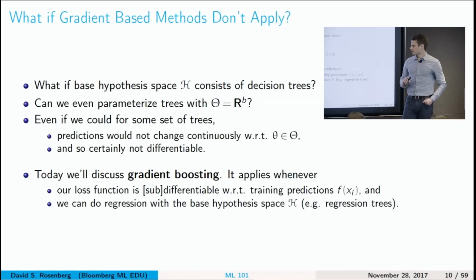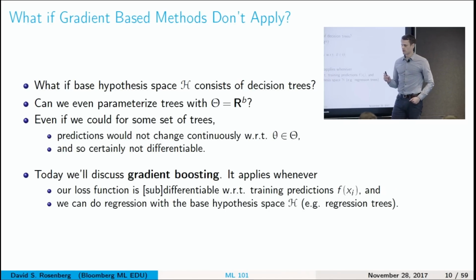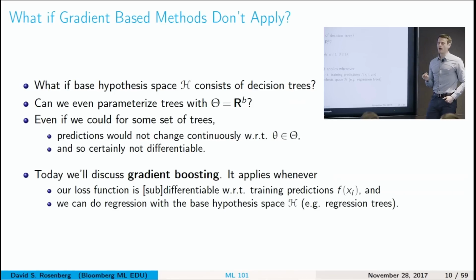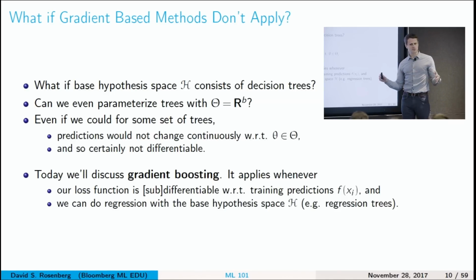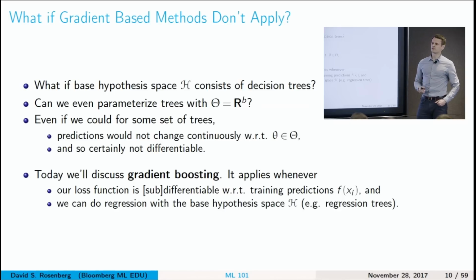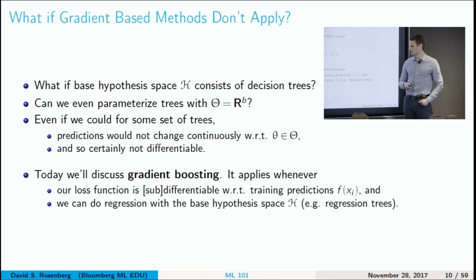So the gradient boosting technique we'll talk about today will apply to this setting whenever our loss function is differentiable with respect to the predictions, okay? And whenever we have a base hypothesis space, the set of potential feature functions, for which we can do regression, right? So regression trees would be a fine example of a base hypothesis space. You can do a regression for that, even though the predictions are not continuous or differentiable with respect to any parameter. That would work just fine for gradient boosting.